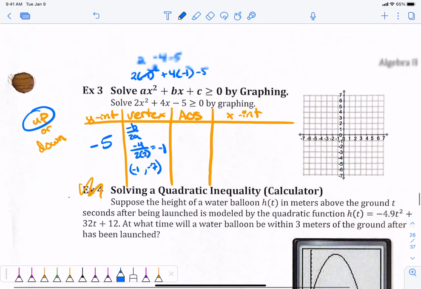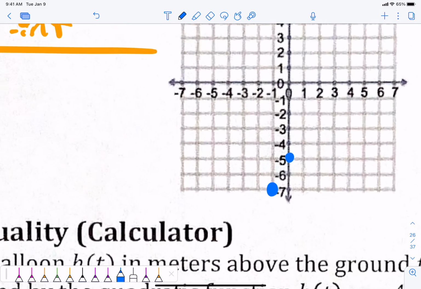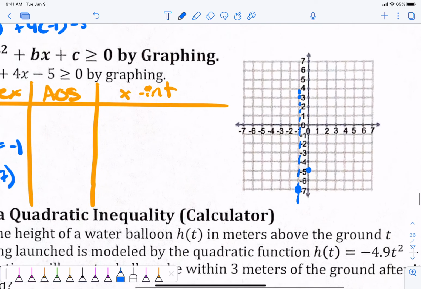Okay, let's graph those. The y-intercept is negative 5. We have negative 1, negative 7, something of that nature, right? Your axis of symmetry, Josie said, was at negative 1, right? Yes. X equals negative 1 is your axis of symmetry. We also know that we have a point over here at 5, right? And that's what my parabola looks like.